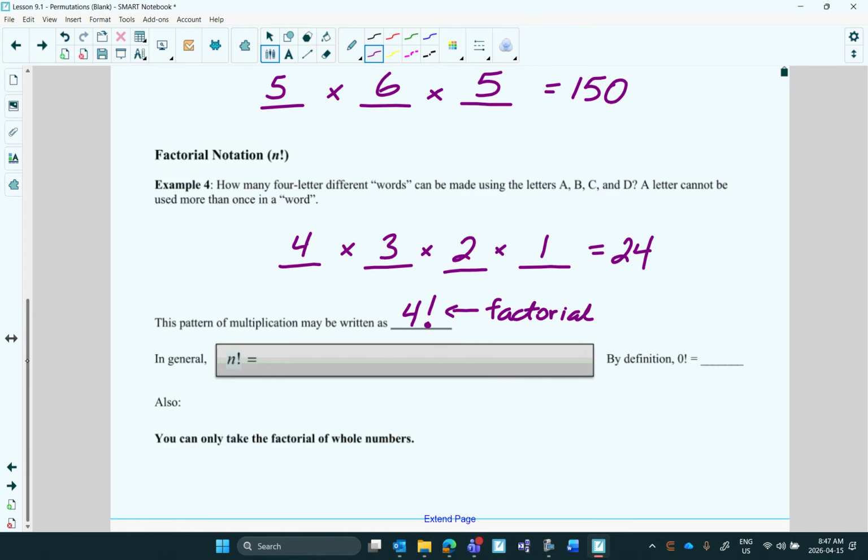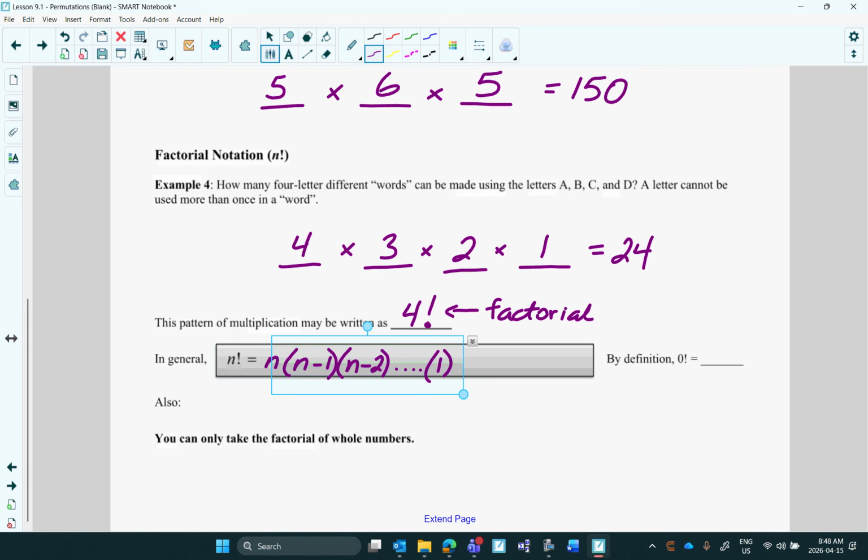So mathematically, whenever you are asked to take some number and do the factorial on it, you take that number, you multiply by 1 less, then you multiply by 2 less, and you keep multiplying until you get all the way down to 1. And 0 factorial is actually equal to 1. Okay?